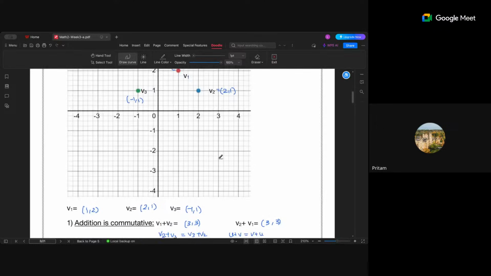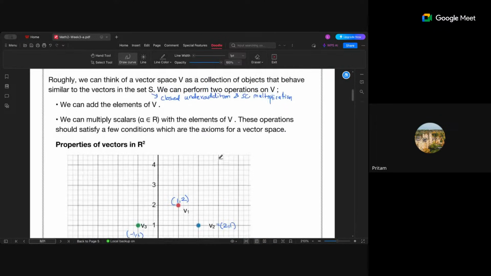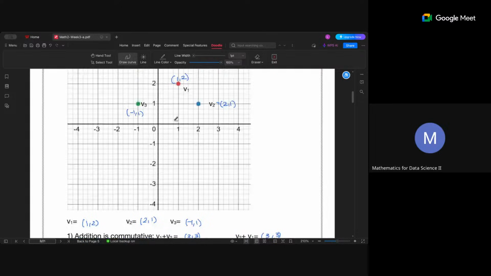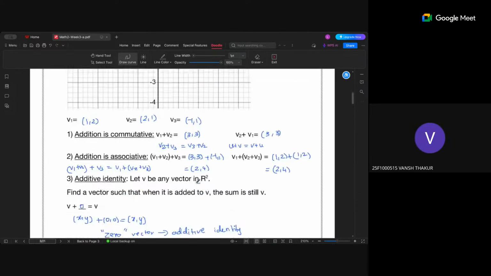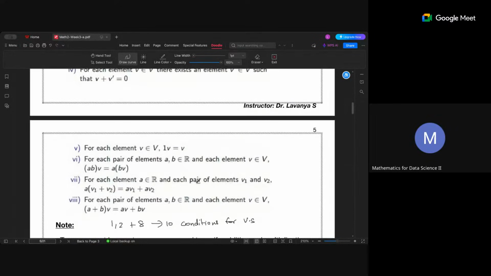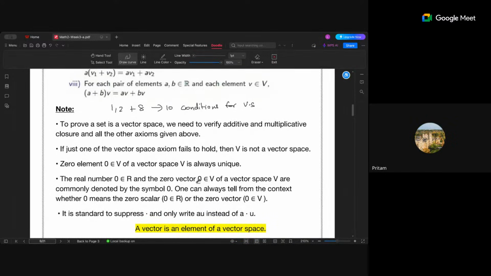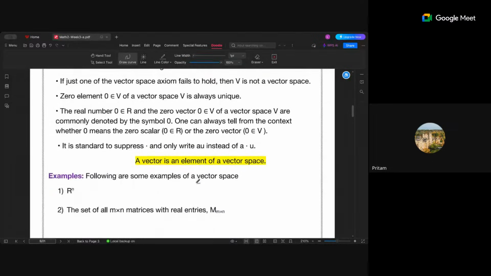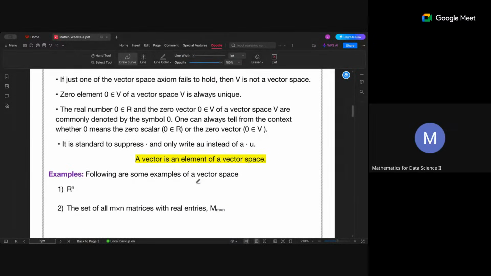But we define it as a set that follows some certain properties, right? Yes, it is a set which follows certain properties, and a set with additional properties becomes a space. These conditions are very much important for a vector space. So is a Euclidean space a vector space? Yes, R2 is a vector space. R3 is also a vector space. And R is also a vector space.